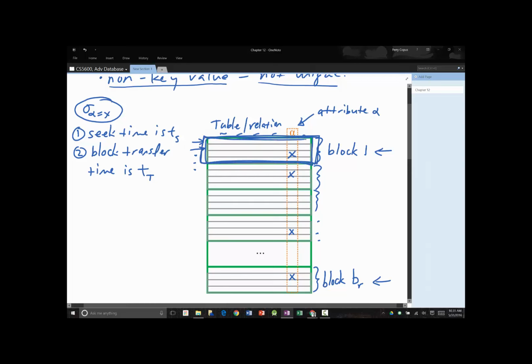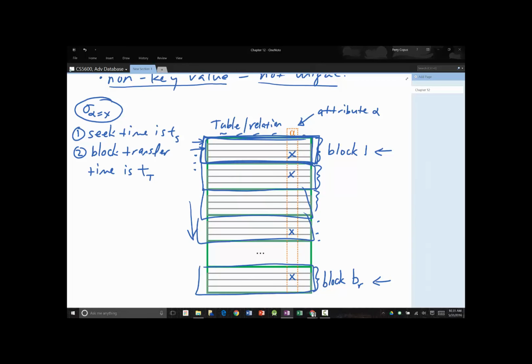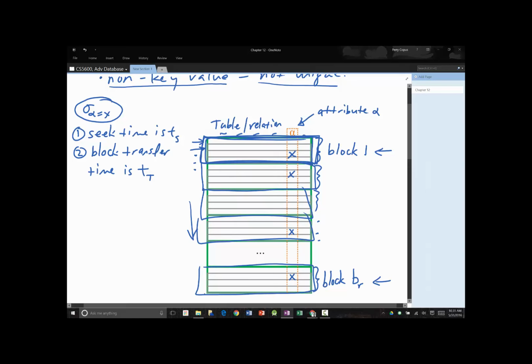So we're going to seek there, and we're going to transfer that block. Now we don't have to seek to the next block, because having transferred that block, we're already set for that. There's no seek involved. So we're going to transfer the next block, and the next block, and the next block, all the way down, scan all of the blocks until we get to the last block. That's very easy. This is the simplest problem in the world, right? We start at the top, we scan all the way to the bottom.